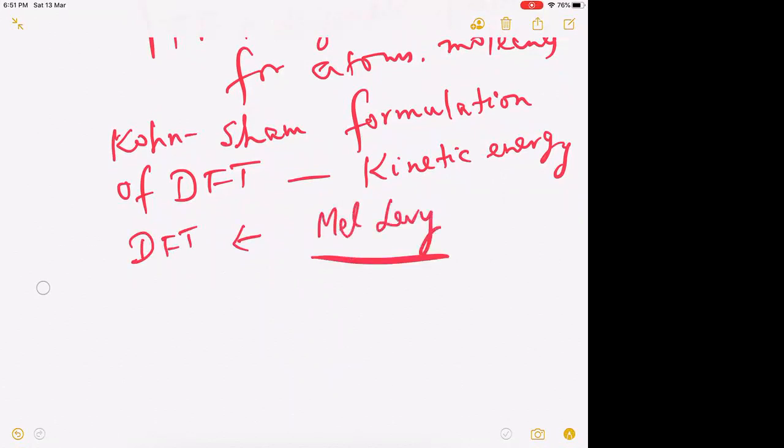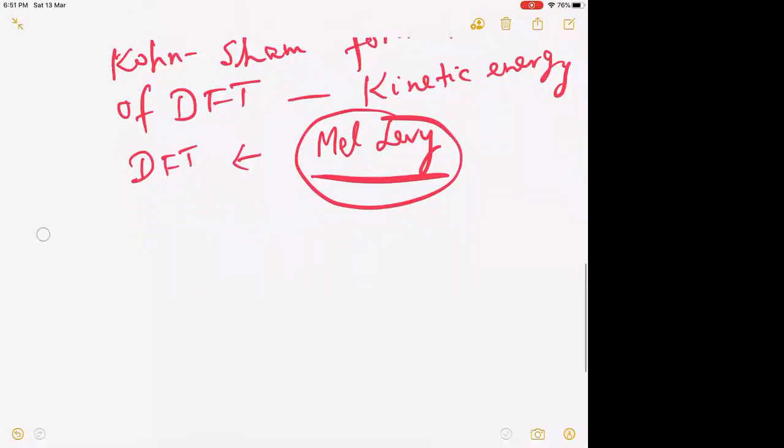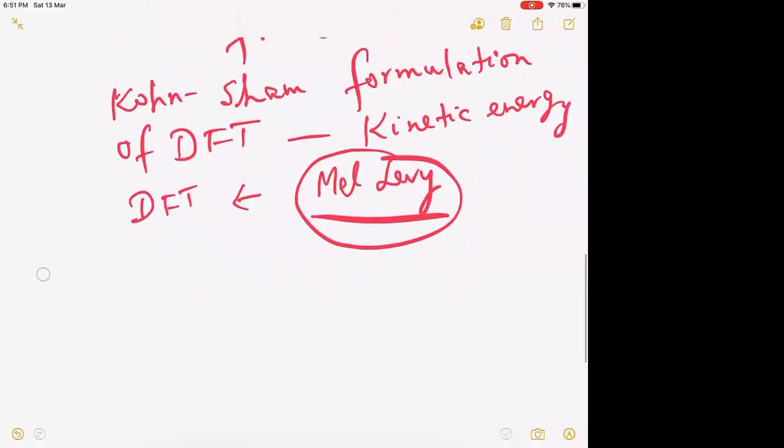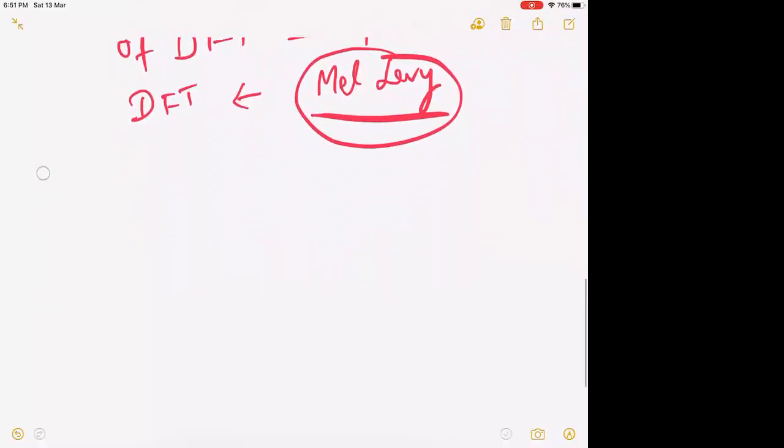And those who are interested can read Levy's interpretation of the Hohenberg-Kohn theorem, not just the Kohn-Sham formulation. I think Levy did a lot of work in the early part of DFT. So let me now come to the Kohn and Sham formulation.